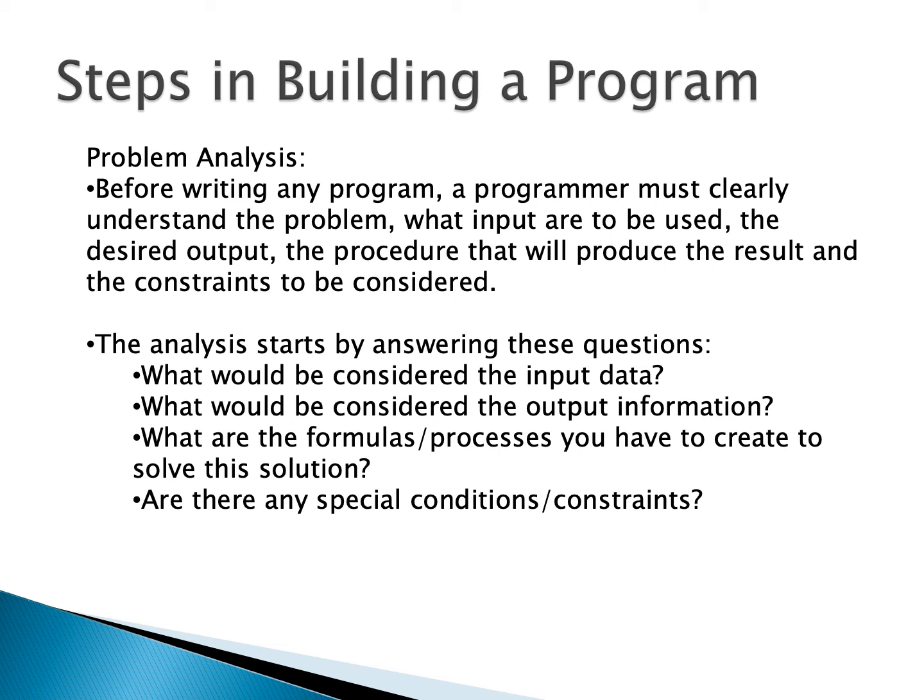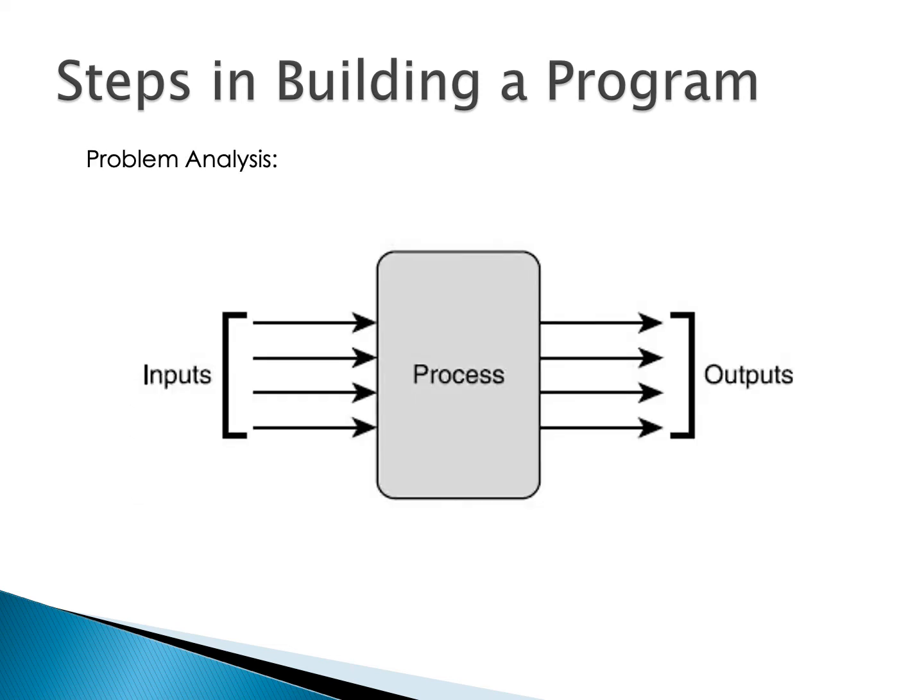And then what are the formulas or processes that you have to create to solve this solution? This can be maybe what is the time to leave or arrive at UUM. And also, are there any special conditions or constraints? For example, getting to UUM without using the highway or the expressway. By going through these questions, we are able to understand the problem and think on how to solve it. Basically, in problem analysis, we have the inputs, and based on the input, we will do some processing such as deciding on the routes and then produce the output that is able to solve the problem.